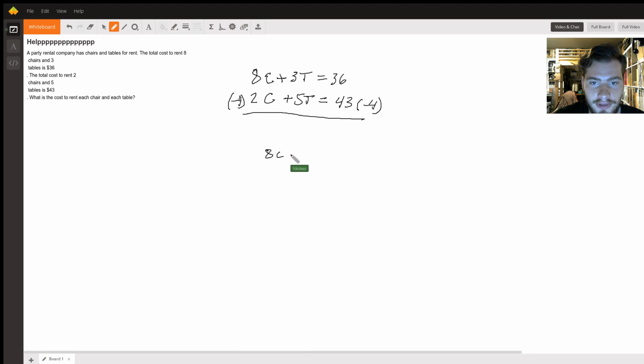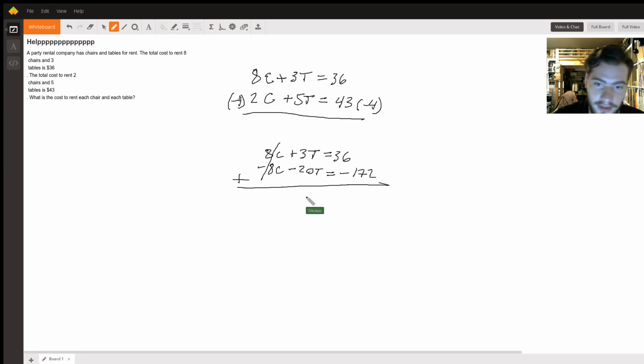So let's rewrite our top equation: 8c plus 3t is equal to 36. And our bottom equation ends up being -8c minus 20t is equal to -172. Now we just add them together, so our c variable cancels out. We are left with -17t equals -136.